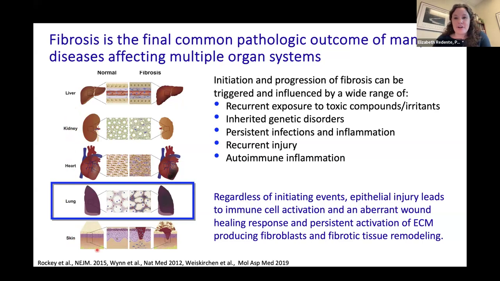So the initiation and progression of fibrosis can be triggered and influenced by a wide range of different things. They can include recurrent exposure to toxic compounds or irritants, inherited genetic disorders, persistent infections and inflammation, recurrent injury, and association with autoimmune disease. But regardless of these initiating events, we believe that epithelial injury leads to immune cell activation and an eventual aberrant wound healing response, which in part is driven by the persistent activation of fibroblasts, which produce extracellular matrix and drive this tissue remodeling.